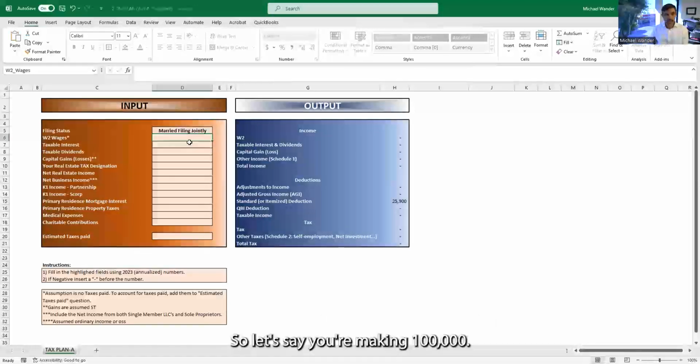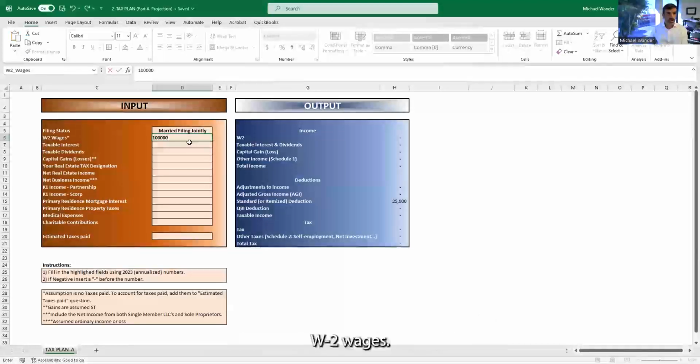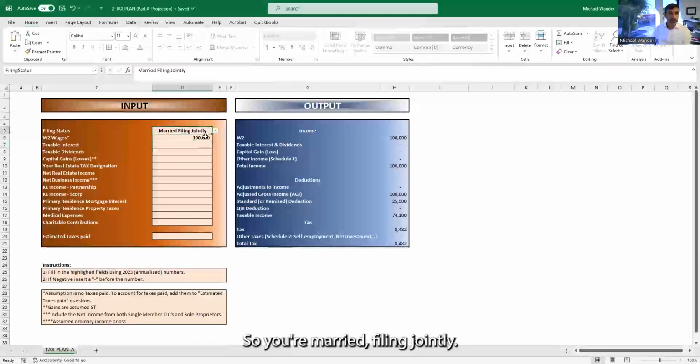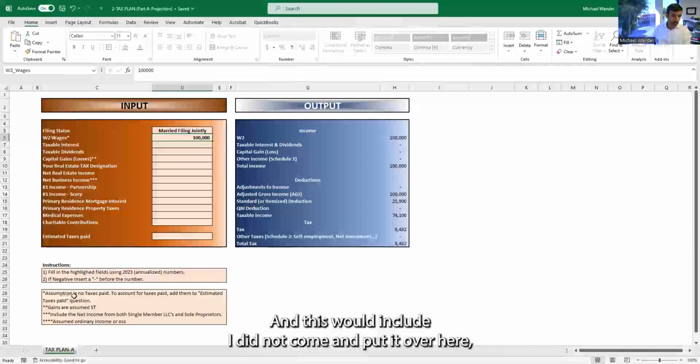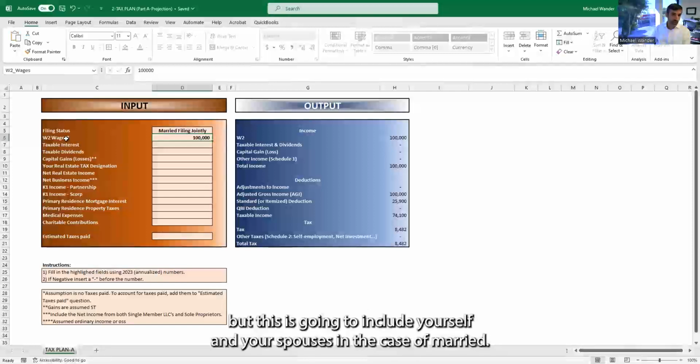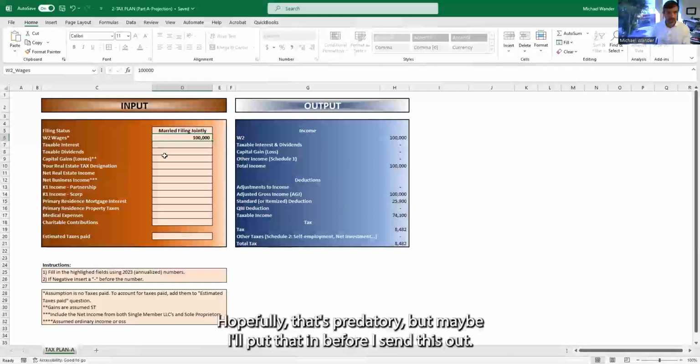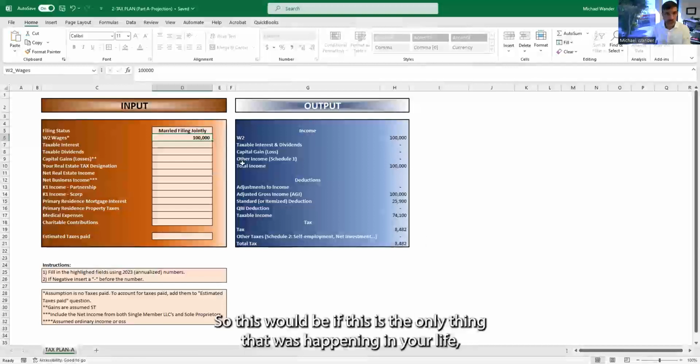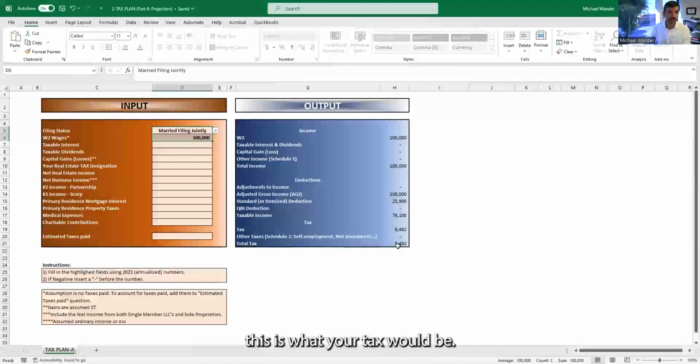So let's say you're making 100,000 in W-2 wages, plug it in right there. So you're married, filing jointly. This is going to include yourself and your spouse in the case of married, right? Hopefully that's self-explanatory, but maybe I'll put that in a comment before I send this out. So if this is the only thing that was happening in your life, this is what your tax would be. Now, understand this is a rough estimate.